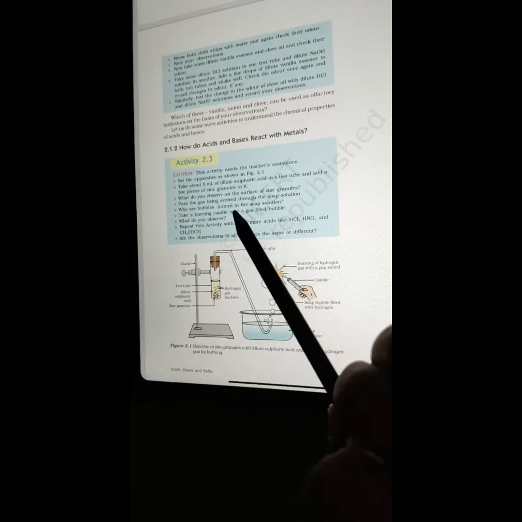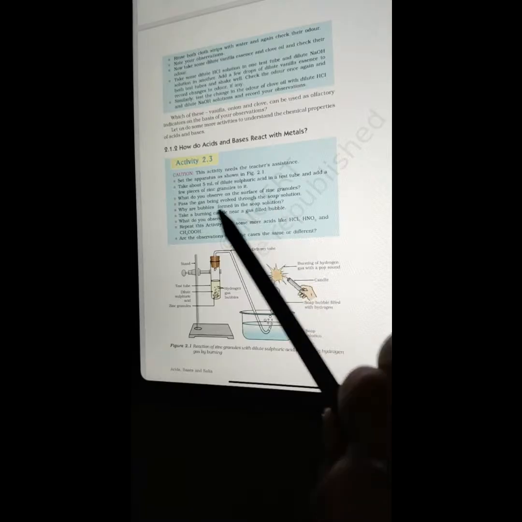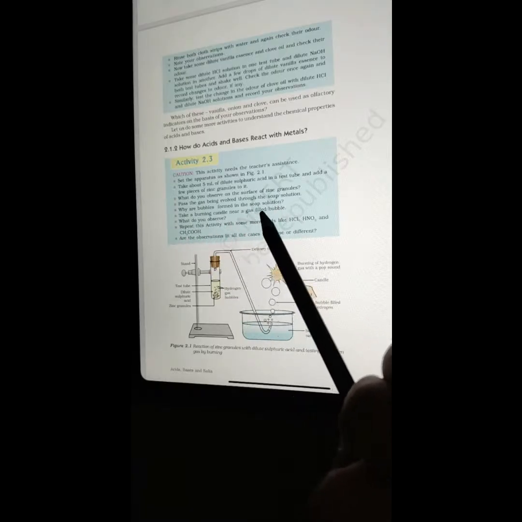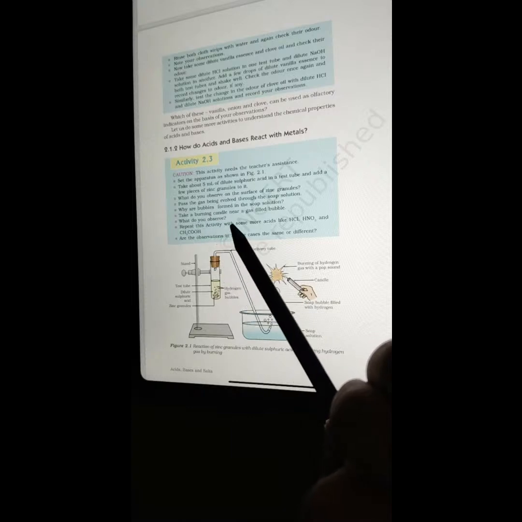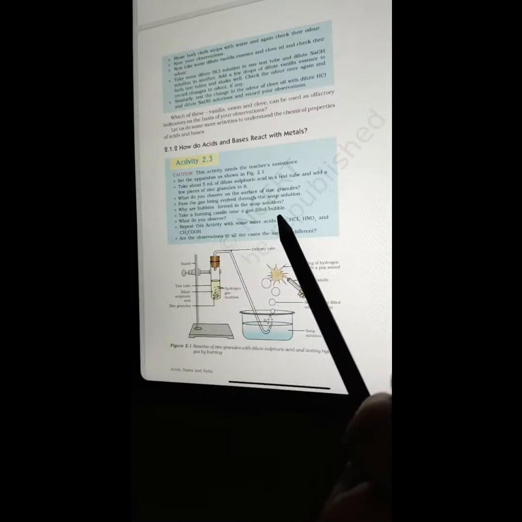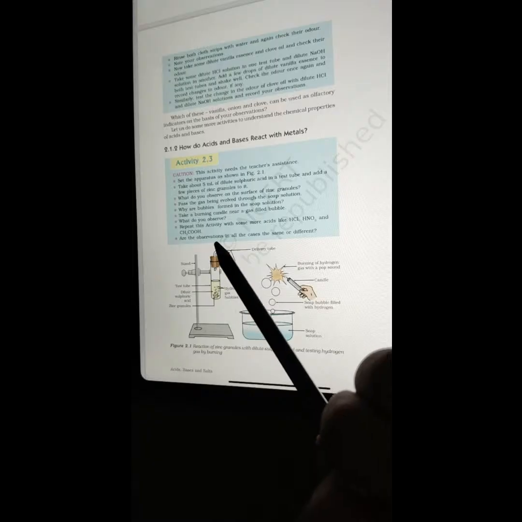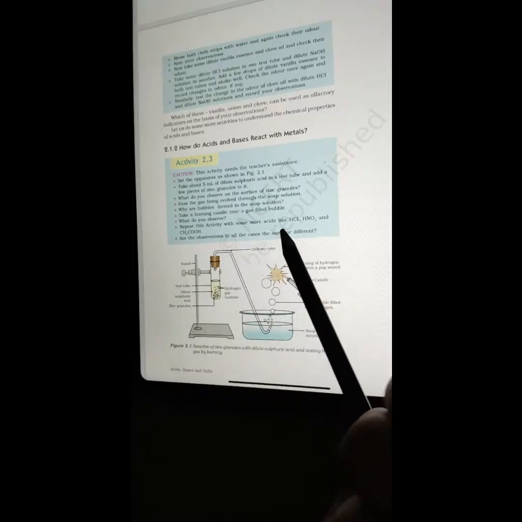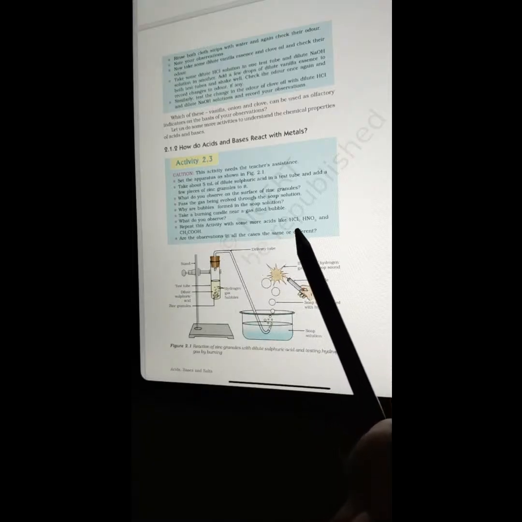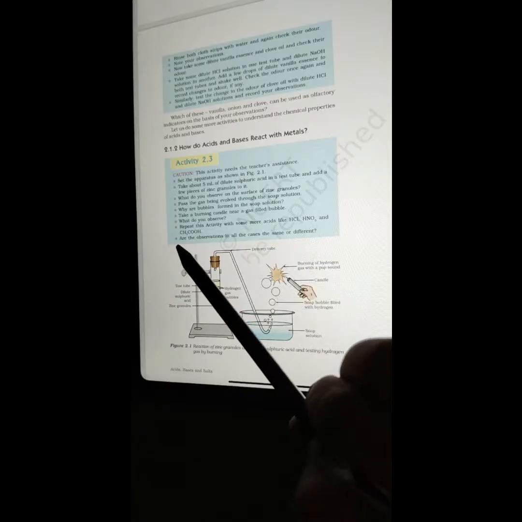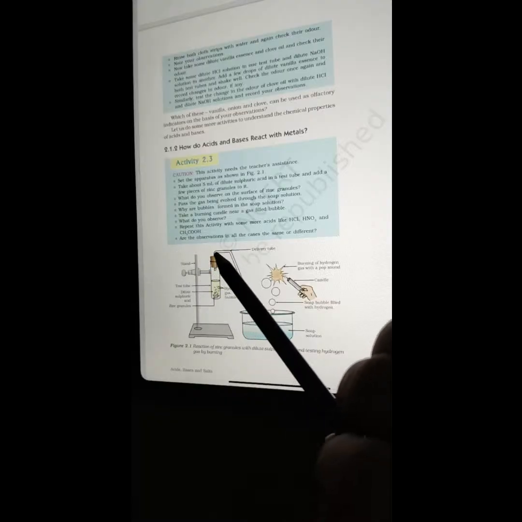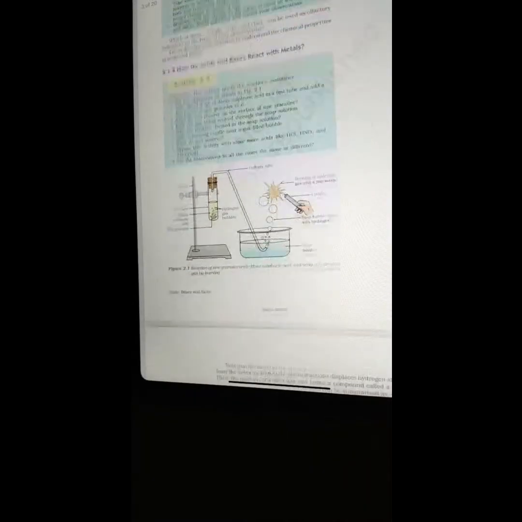Pass the gas being evolved through the soap solution. Why are bubbles formed in the soap solution? Take a burning candle near a gas filled bubble. What do you observe? Repeat this activity with some more acids like hydrochloric acid, HCl, nitric acid, HNO3, acetic acid, CH3COOH. Are the observations in all the cases the same or different?